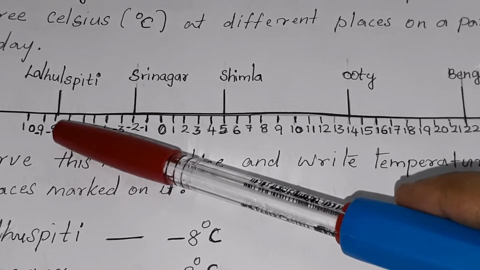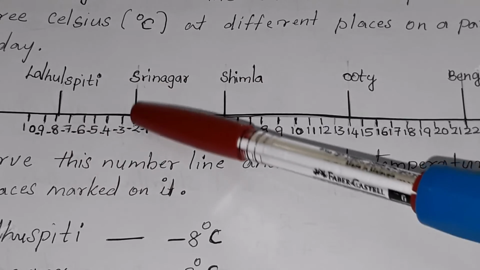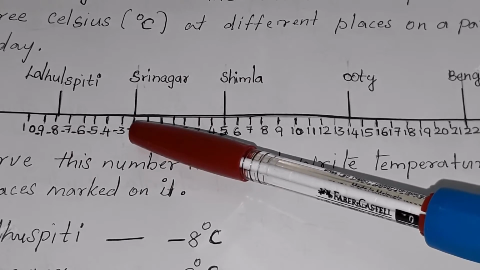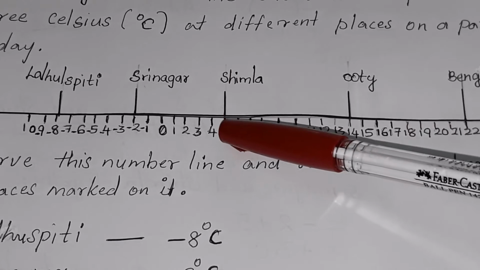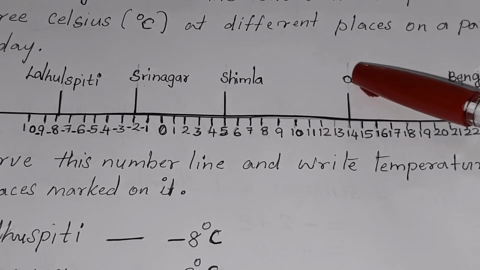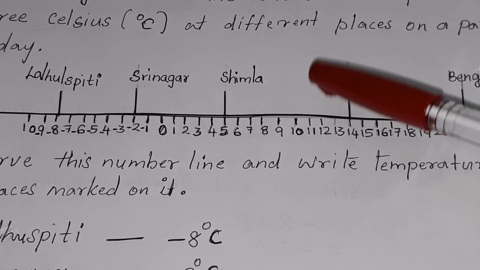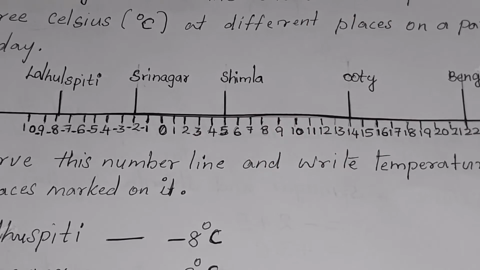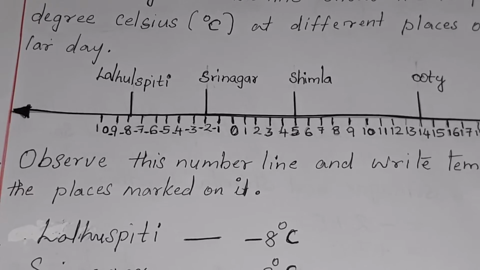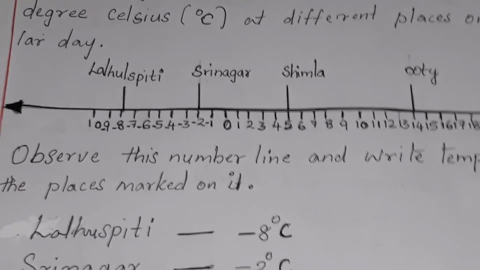Minus 8 degrees Celsius, isn't it? What is the temperature of Srinagar? Minus 2 degrees Celsius. Shimla 5 degrees Celsius. Ooty 14 degrees Celsius. Bangalore 22 degrees Celsius. Okay. Then let's do the problems. So first bit we have to do it. What is the first bit?